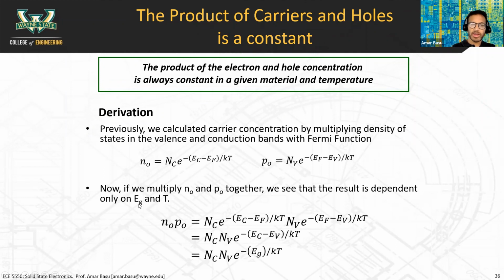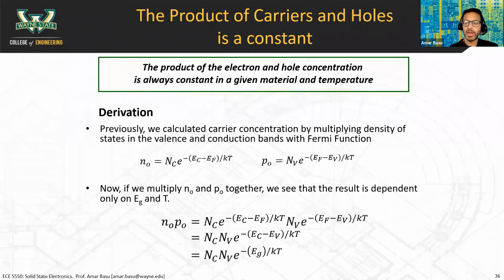Now, if we multiply n0 and p0 together, we take this and multiply it by this, so we're multiplying the electron and hole concentration together. We're going to see that we get a result that's only dependent on the band gap and temperature. So let's multiply these two things together. n0 times p0 is equal to this thing here, multiplied by this thing here. So we have a constant Nc, we have a constant Nv, and then we have exponential terms.